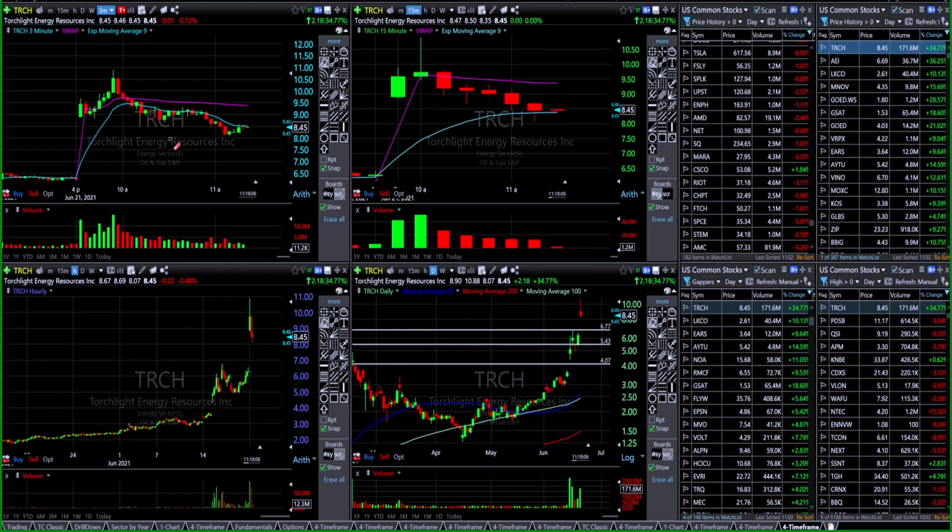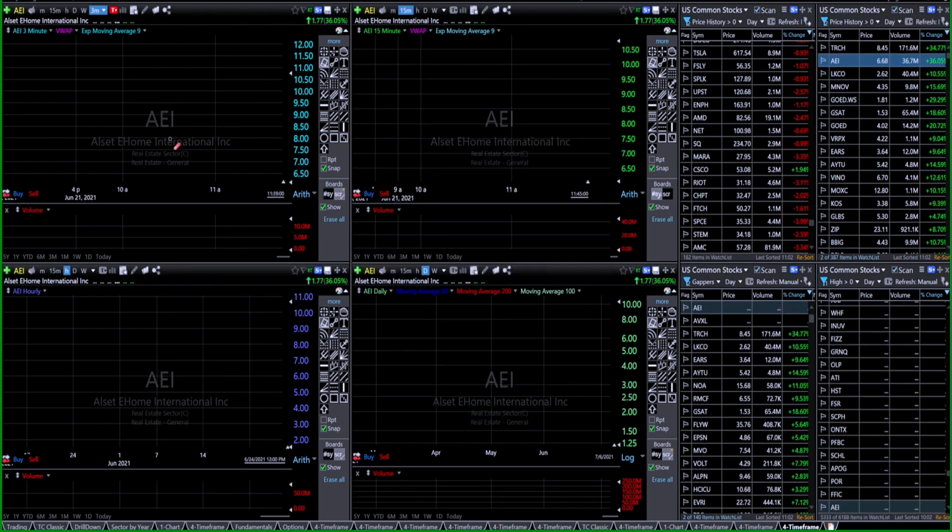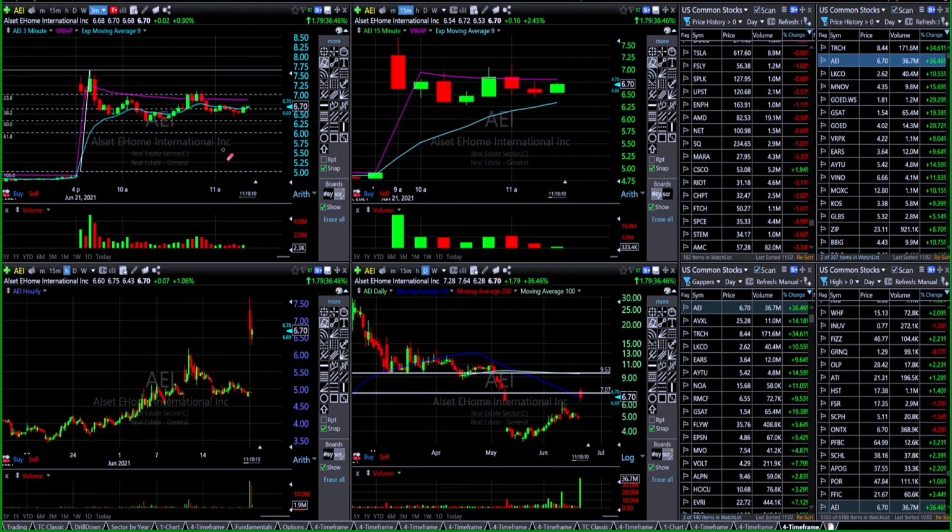So the next one was AEI. Now on AEI, I also managed my risk appropriately. I actually sent out more soldiers on this one, yet I still took a slightly smaller loss on it because the stop was a little bit tighter. The previous one had about a 40-50 cent stop. Here we had a much smaller stop.